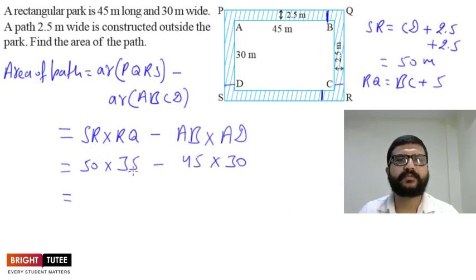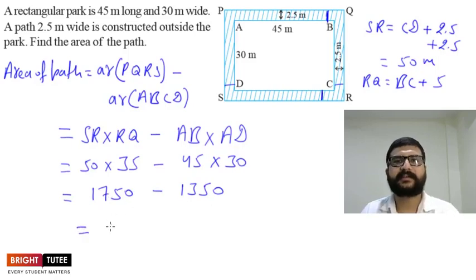Now what is 50 into 35? It is 1750 minus 45 into 30. Now what will be 45 into 30? It will be 1350. Now just subtract this, we will get 400 square meters. So therefore the area of the path is 400 square meters.